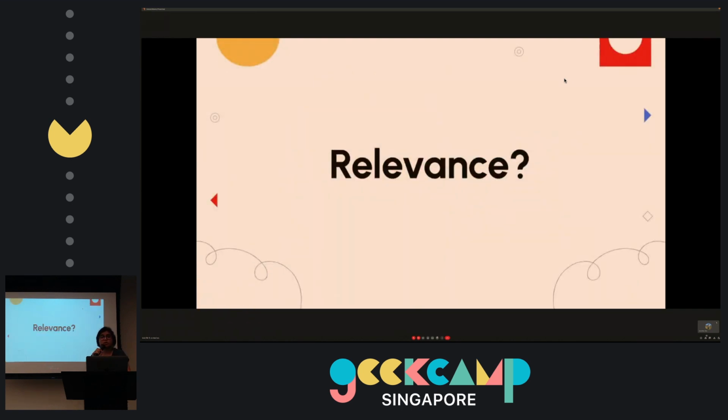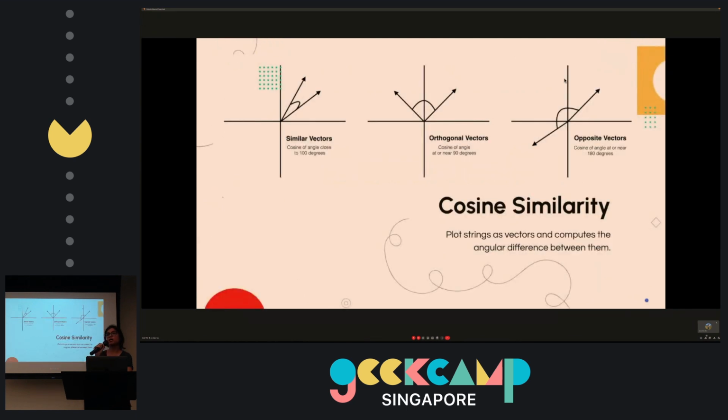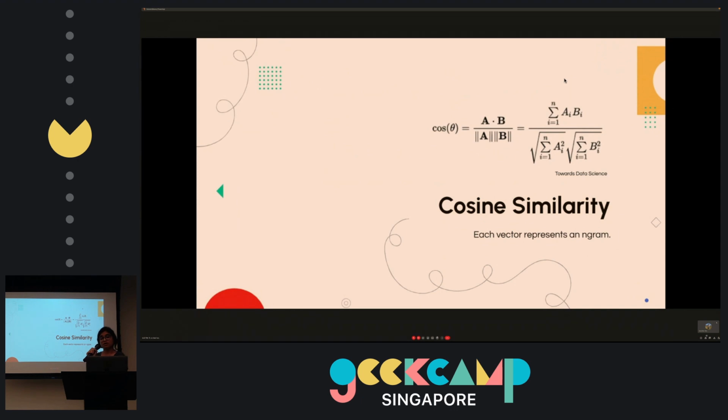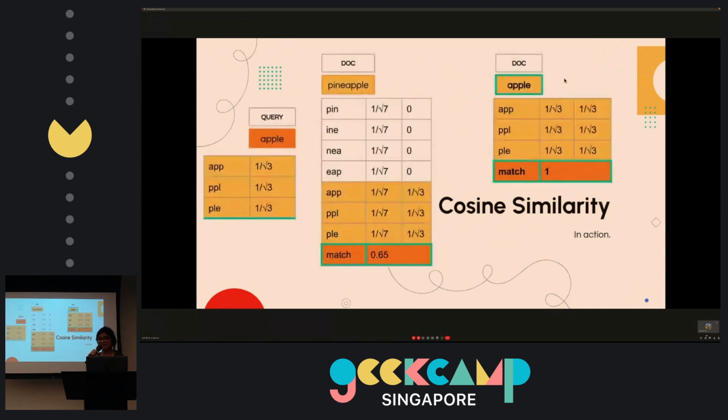But the main question is, what about relevance? See, I search for apple. I'm going to get apple and pineapple both. How do I tell the user that apple is a better match than pineapple? And that's where we come to a concept called cosine similarity. It goes into mathematical territory. What cosine similarity is trying to do is basically map words as mathematical functions and then try to align them together to see if they are similar or not. That's the formula. It's kind of boring, but let's see it in action.